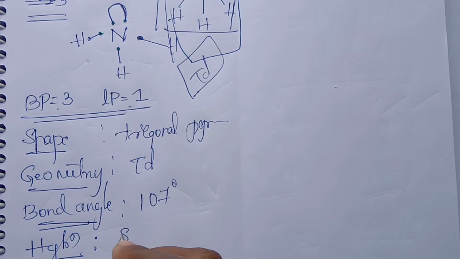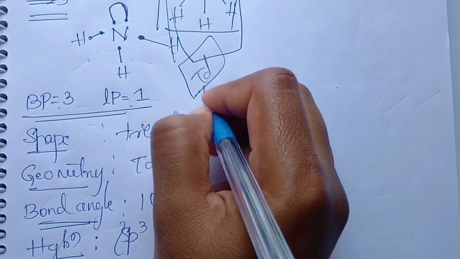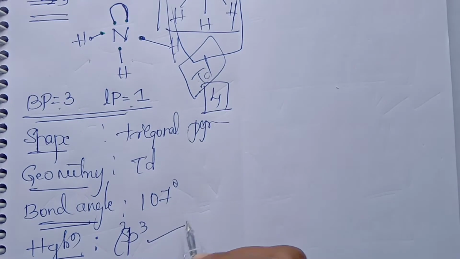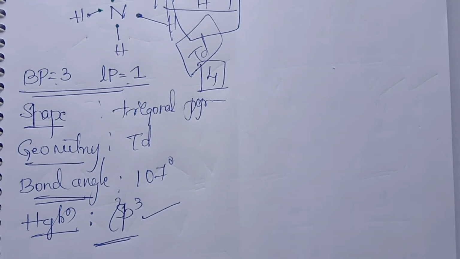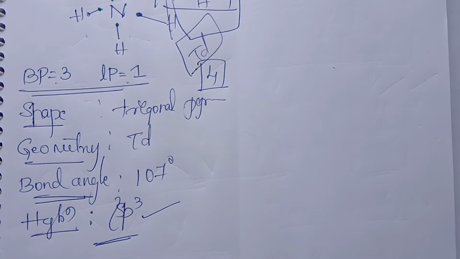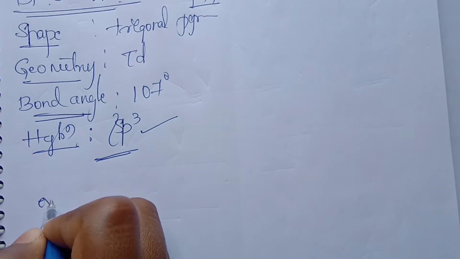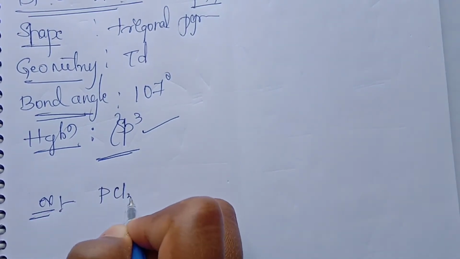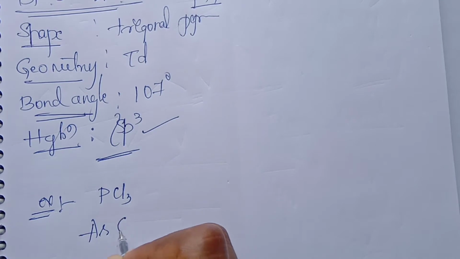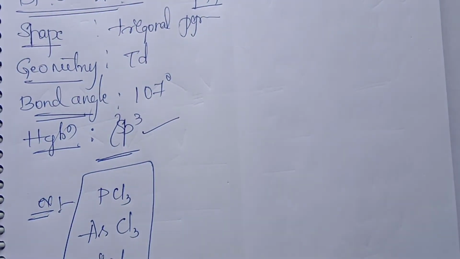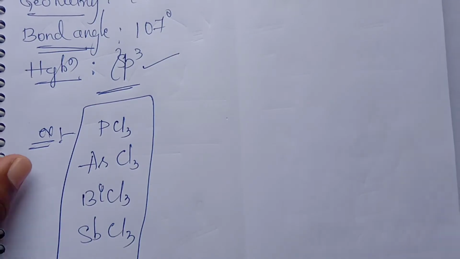Hybridization will be sp3. Here the total is 4, right? This whole system acquires sp3 hybridization. Then there are a few examples you have to do yourself: PCl3, AsCl3, SbCl3. These are easy examples, do them yourself.